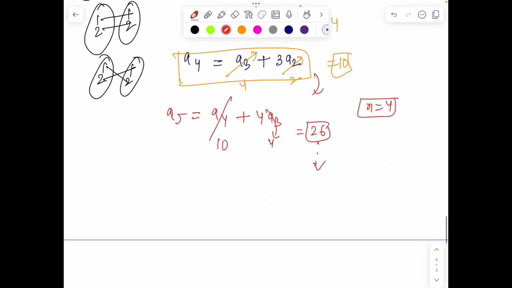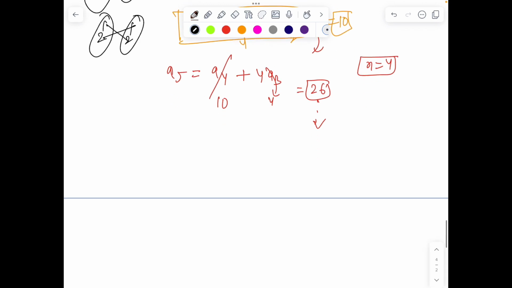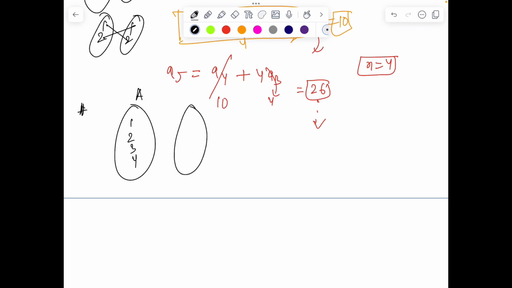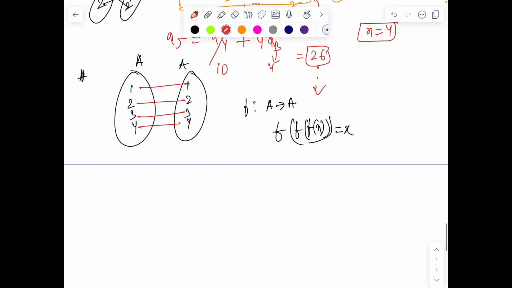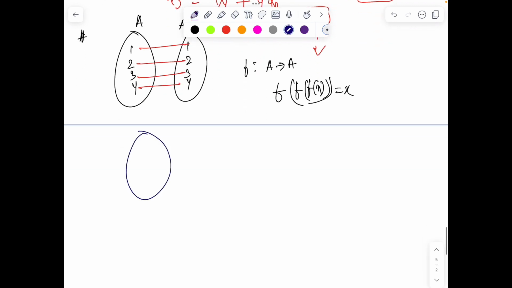I hope you must have enjoyed the method, and this was a great way to solve this problem. Now one more question for you to ponder. In the same question, let's say we have 1, 2, 3, 4, which is set A, and the function operating from A to A. This time we want f of f of x equals x. So how many such functions are there? Of course, one of them will be when 1 goes to 1, 2 goes to 2, 3 goes to 3, and 4 goes to 4.